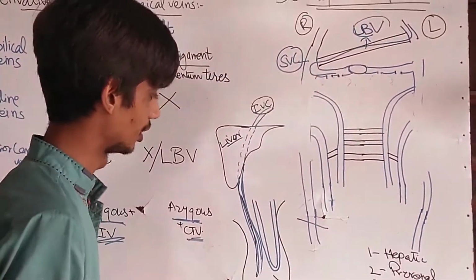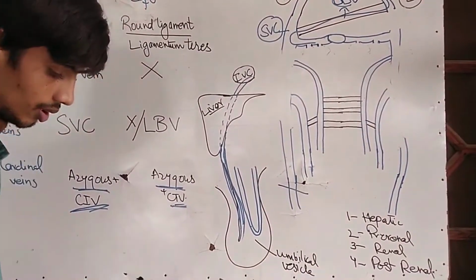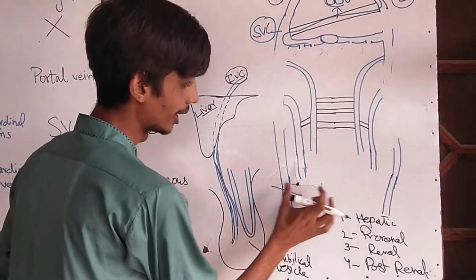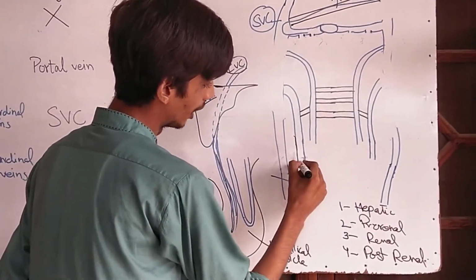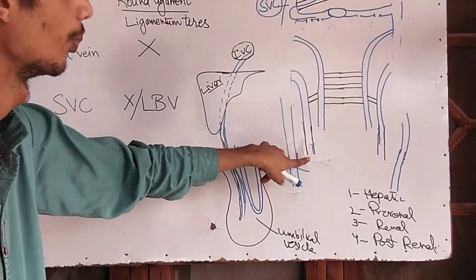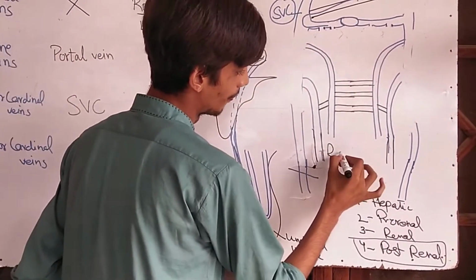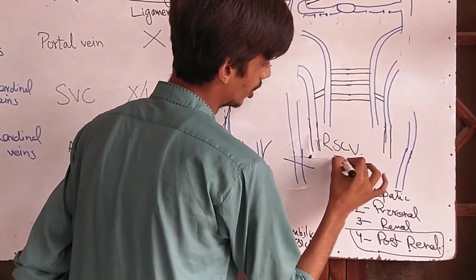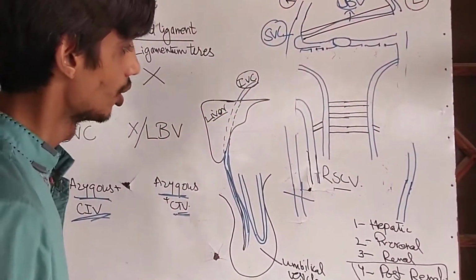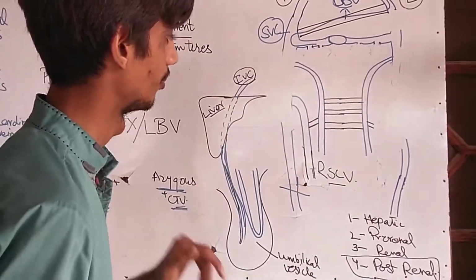Now, how will the inferior vena cava develop? It has four parts: hepatic, pre-renal, renal, and post-renal. We will begin from here. You know that the posterior cardinal veins will form the common iliac veins. Till here, there are common iliac veins. Now, the vein which is coming around is the supracardinal vein. So the post-renal segment will be formed by the right supracardinal vein, and the left one will regress. So the right supracardinal vein will form the post-renal part of the inferior vena cava.